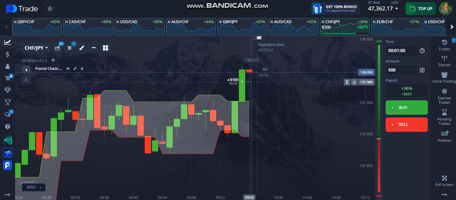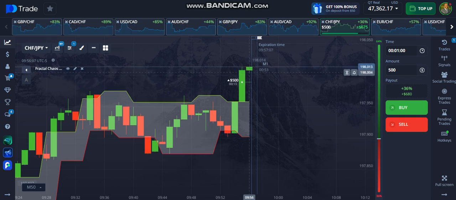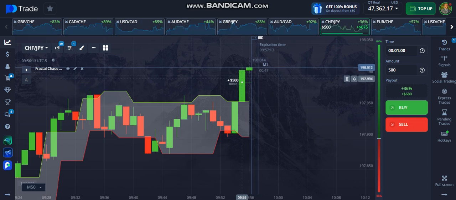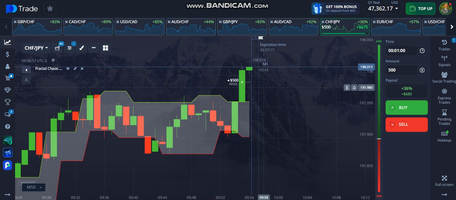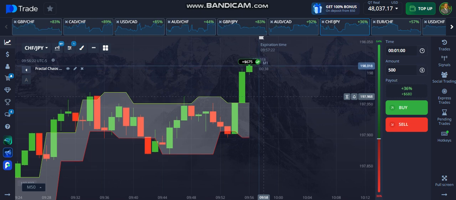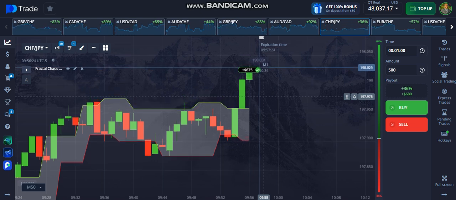outside the chaos band here, and it just closed here. You see, this is where the candle closed, but I went ahead and took the trade because I knew this candle was going to close outside the chaos band line here. All right, so let's, okay, so we won that trade. All right, so I'm going to pause the video and look for the next setup.